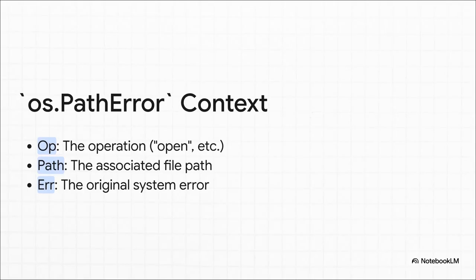So how do we get all this juicy information? Well, it's because the error isn't just a simple string. It's a structured value. In this case, it's an os.PathError struct. It's got these specific fields for the operation, the path, and the original system error. This lets you inspect the failure in your code and make really smart decisions about what to do next.